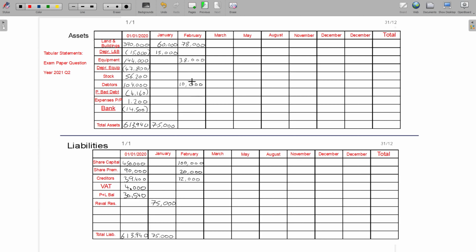If we count up both sides, so we have 116, so that's 126,000. Whereas here we have 136,000.